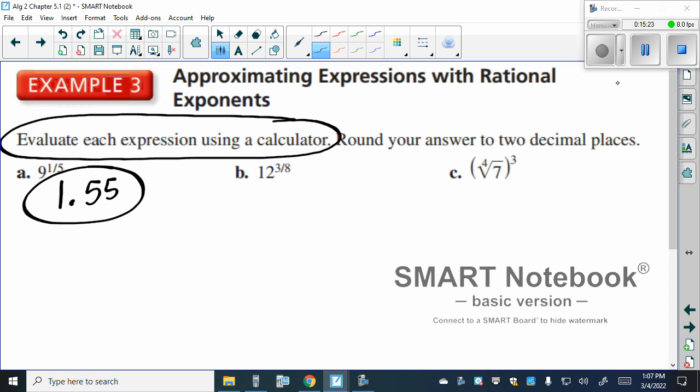So, actually, what we're finding here is what number times itself 5 times is 9. I don't know why I was saying 1/5. Yes, because this here is really saying that we're taking the 5th root of 9. So we're trying to find what number times itself 5 times gives us 9. So we expect it to be something small.